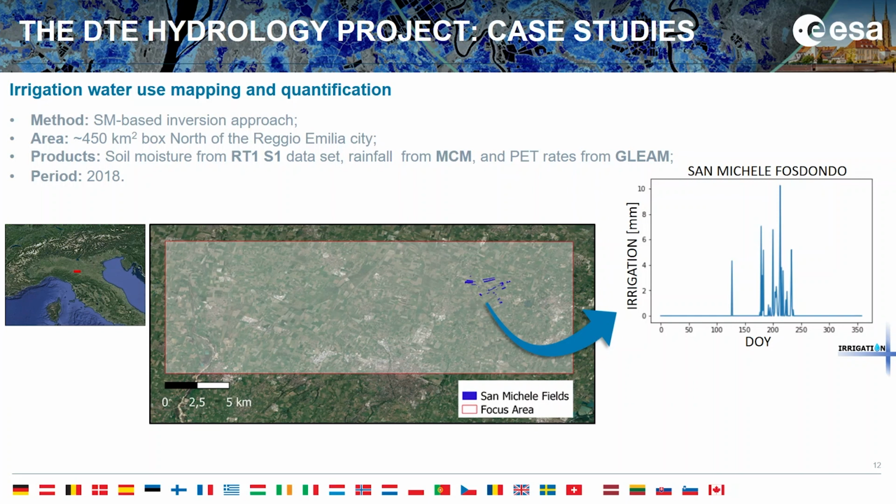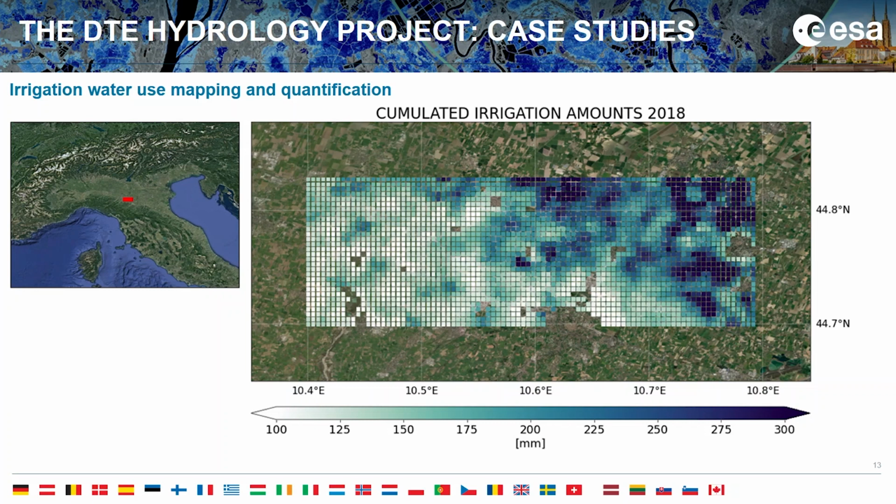The period is 2018. We also had some benchmark information on irrigation occurrence here. Actually, not so reliable because it refers to a group of scattered fields, not the maximum of life, but still it is data, so somewhat valuable.